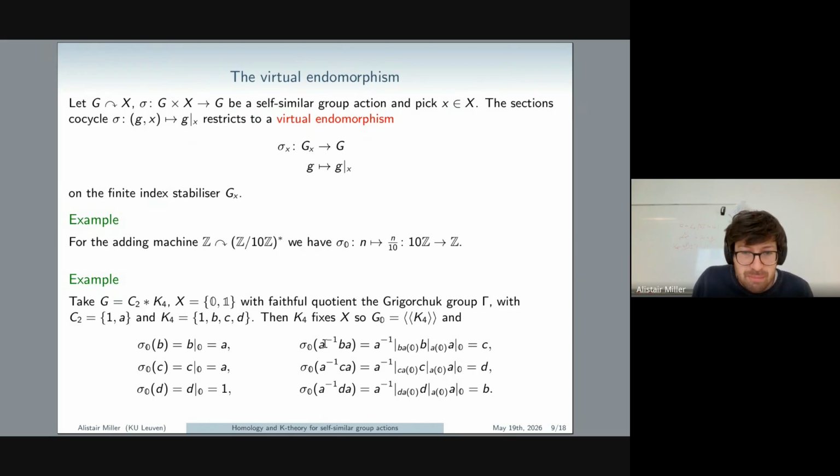And so we see, for example, here we're seeing this 3-cycle behavior from B to C to D. It's sort of appearing somehow in this virtual endomorphism, like this.